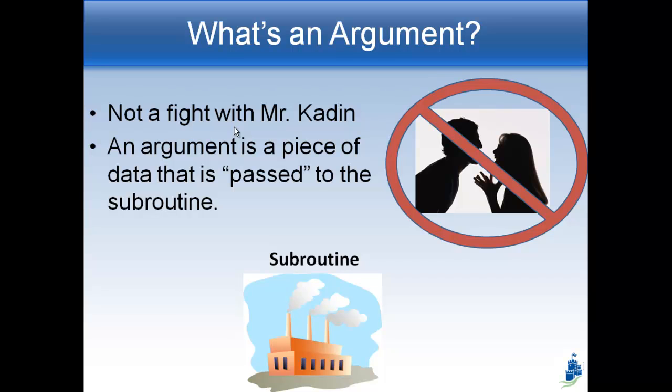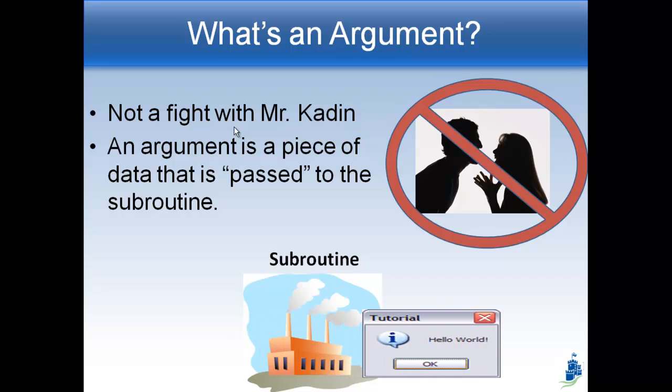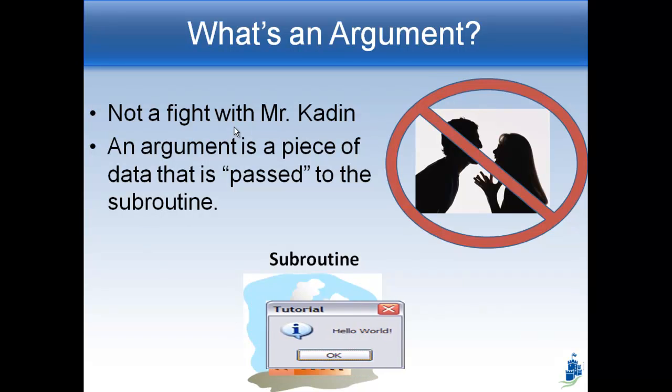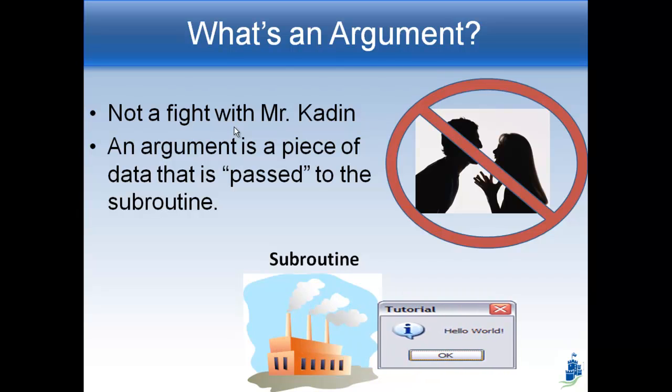So you can think of a subroutine as like a factory, right? Whenever we turn on the factory, whenever it's working, then we can have it output something like that error message or like hello world, right? And right now our factories, when we run them, we say, hey, subroutine, run. And it does a process, right? It spits out a message box or something along those lines.